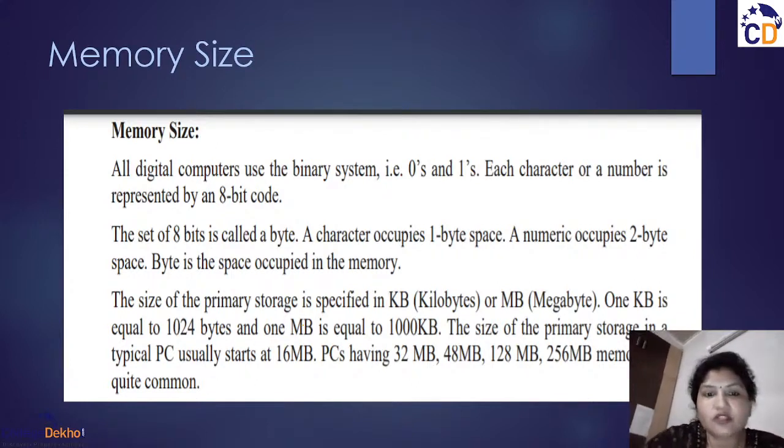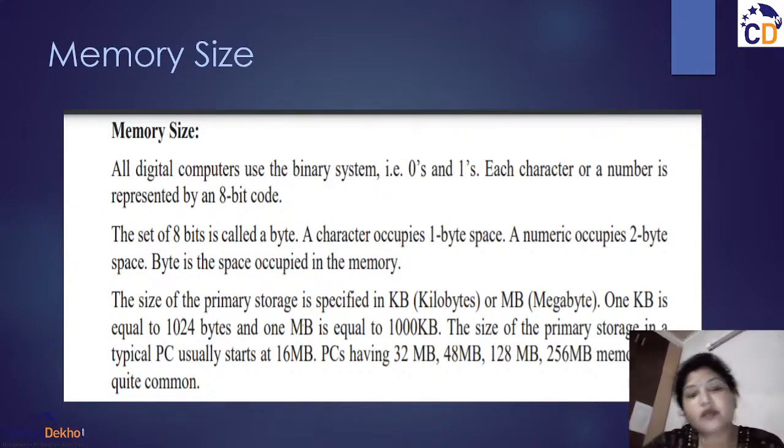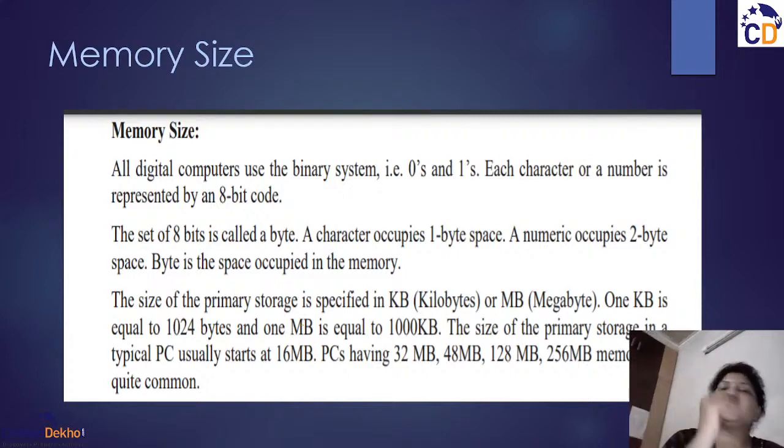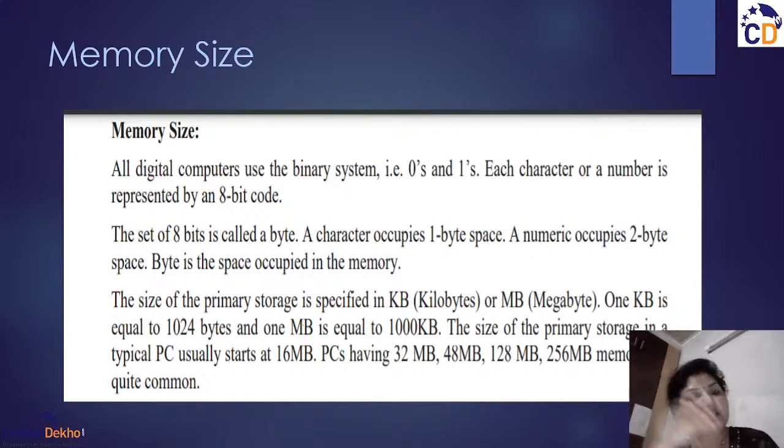The size of the primary storage is specified in kilobytes or megabytes, or nowadays terabytes and gigabytes also. 1 KB is equal to 1024 bytes, and 1 MB is equal to 1000 KB. The size of the primary storage in a typical PC usually starts at 16 MB. So the minimum memory size we maintain for our primary memory is 16 MB. PCs having 32 MB, 48 MB, 128 MB, 256 MB are commonly used, right? These are the sizes of primary storage.